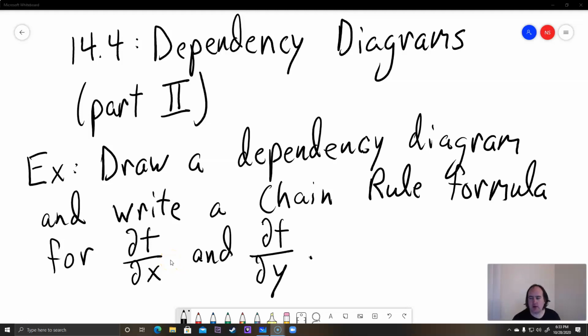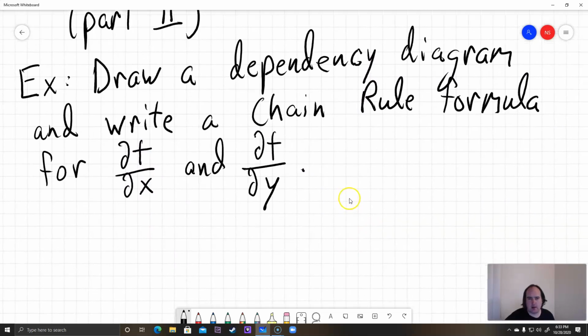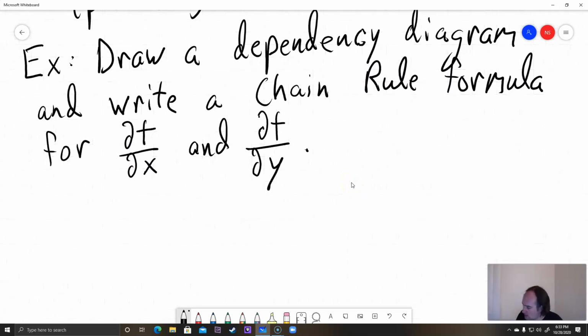Hey students, this is part 2 of my lecture on dependency diagrams. I just wanted to do another example of drawing a dependency diagram for writing a chain rule formula. And this one's going to be a lot more complicated because our functions are going to have more variables. So they want us to do all that for partial t partial x and partial t partial y. Okay? Where they give us the following information about the functions.